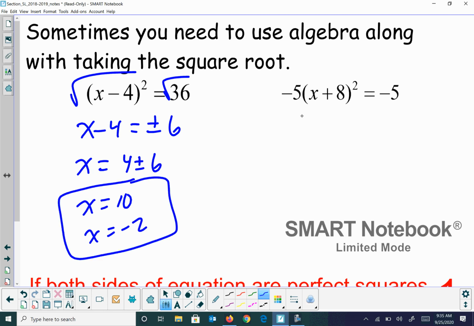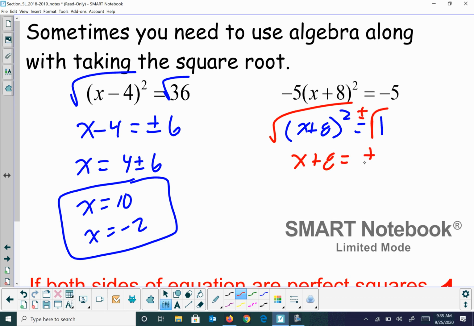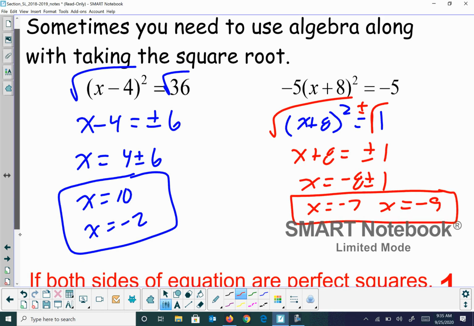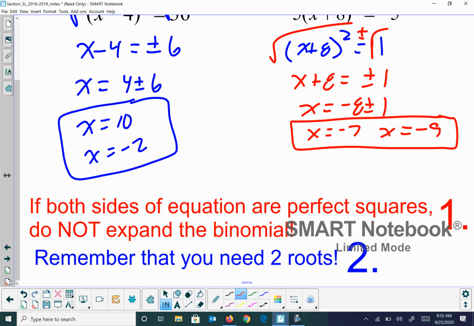This particular problem, I'm going to divide both sides by negative 5 first. So that's equal to 1. We're going to take the square root of both sides. Don't forget the plus or minus. So x plus 8 equals plus or minus square root of 1 is 1. We're going to subtract 8. So I'm going to get negative 8 plus 1 is negative 7. And negative 8 minus 1 is negative 9. All right, so those are just some hints for this problem.